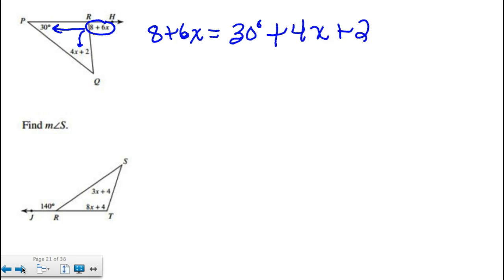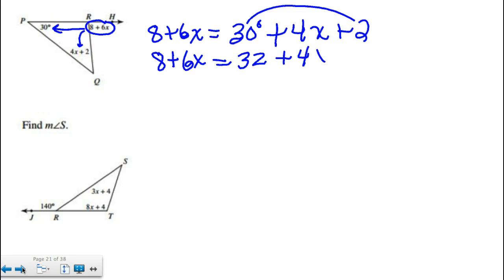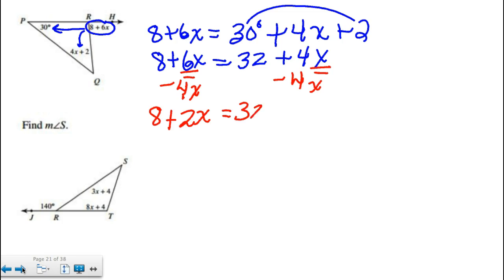I'm going to isolate that x. I'd have 8 plus 6x. I'm going to combine my like terms on this side. I want to solve this for x. I need to get it on one side of the equal sign. So I'm going to do the opposite operation to move all my x's over onto the left-hand side. I'm going to get 8 plus 2x's, 6 of them minus 4 of them, is equal to 32.